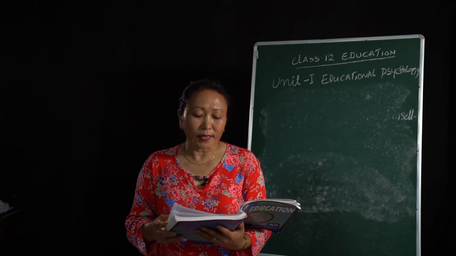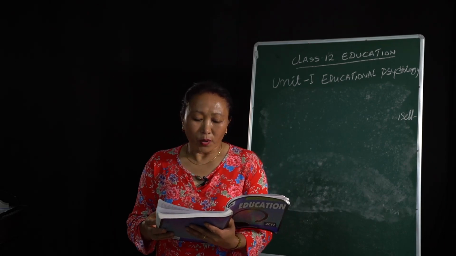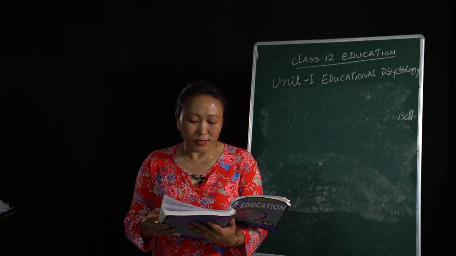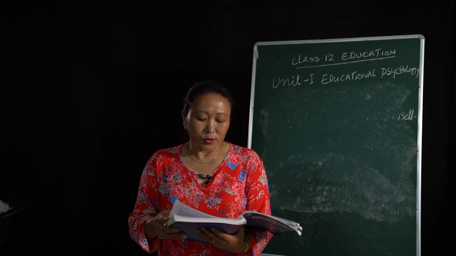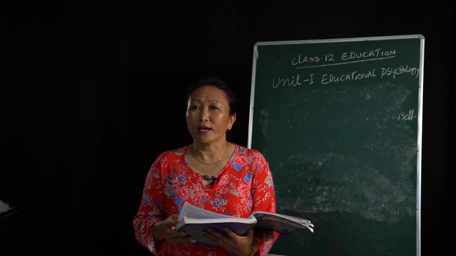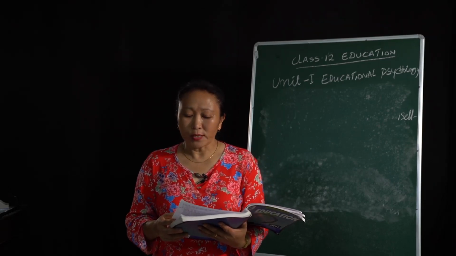12, clinical and counseling psychology. 13, industrial or organizational psychology. Number 14, educational psychology. And lastly, number 15, sports psychology. So these are the different branches of psychology that we have discussed today. I hope you have understood.